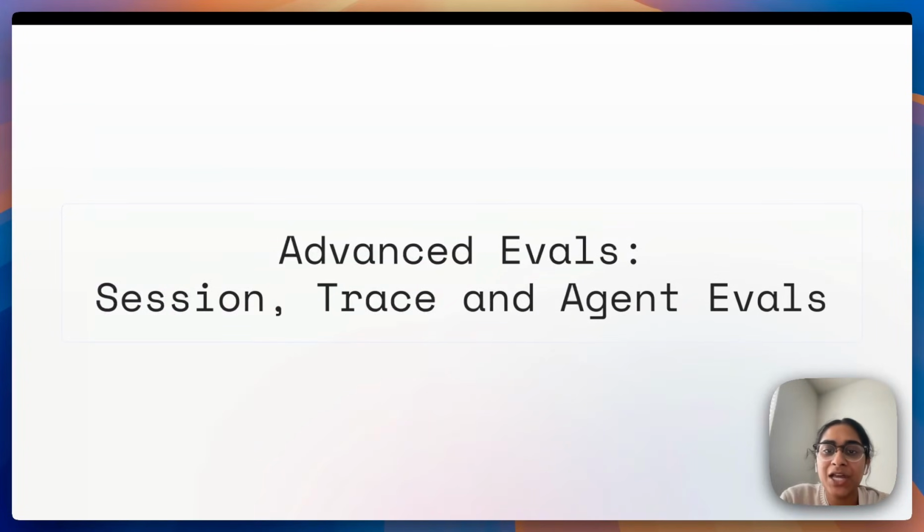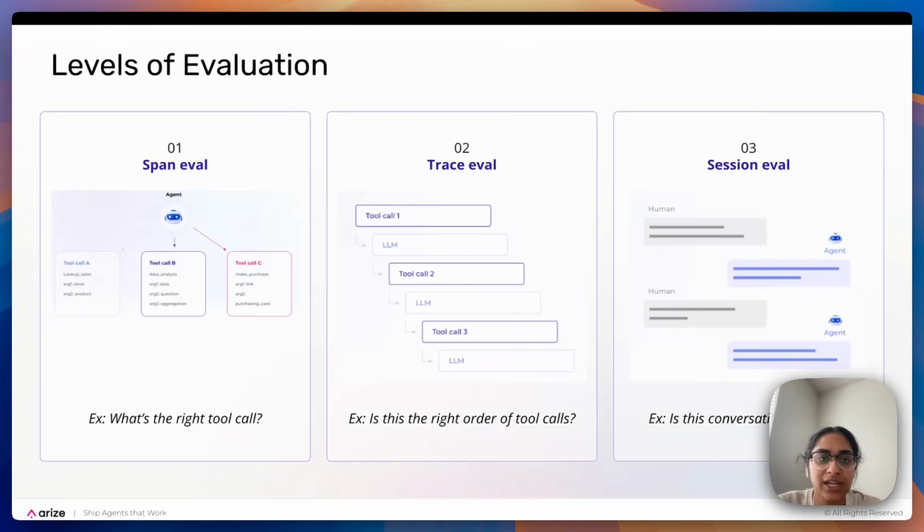And then I briefly want to touch upon this advanced topics part. We already went over this, but there are session, trace, and agent level evals. The idea here is that you have these different levels of evaluation. I would always recommend that you start with a span eval, right? So if you have a router call, what is the best tool call to make, and did it choose that right tool call, is an example.